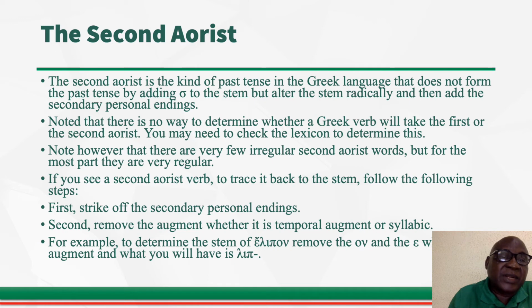Now, the second aorist, like we have said, does not use sigma. In fact, most of the time, they appear differently. So, the only way that one can tell is by the ending, which is usually the augment and then the omicron endings.